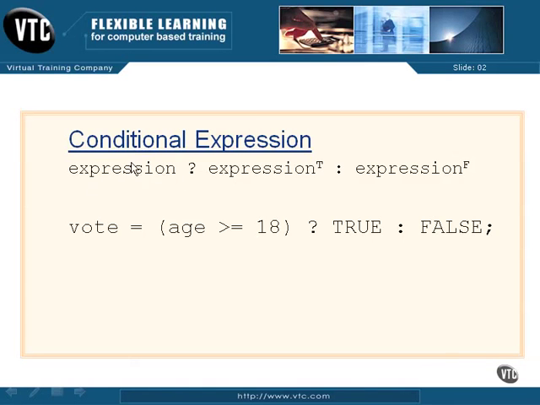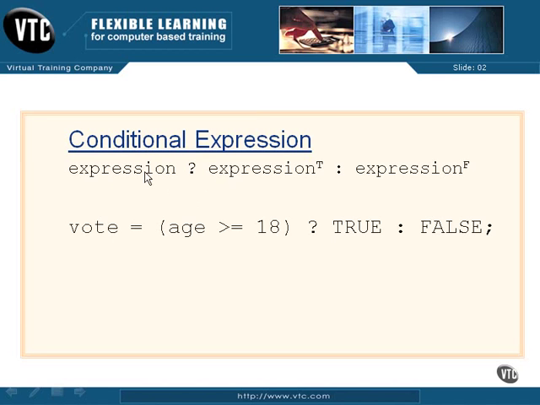Now here's the format of a conditional expression. You have a test over here. This is the first expression. And this can be an assignment, a test, any number of things that make up a C expression that we've already talked about. Then you have a question mark. This is one of the characters of the conditional expression.